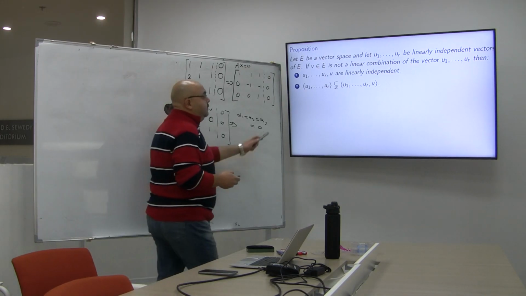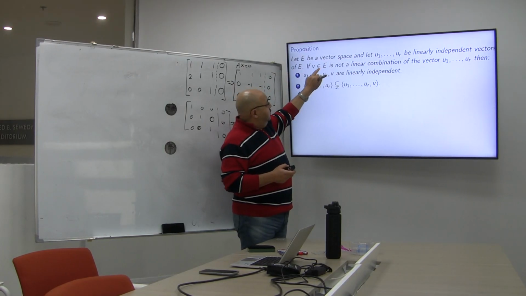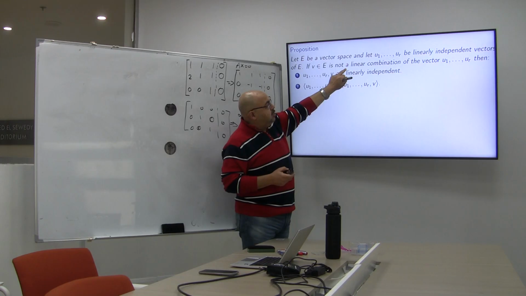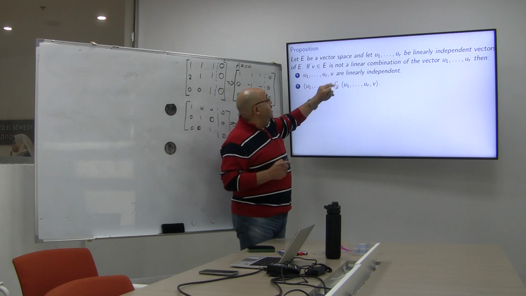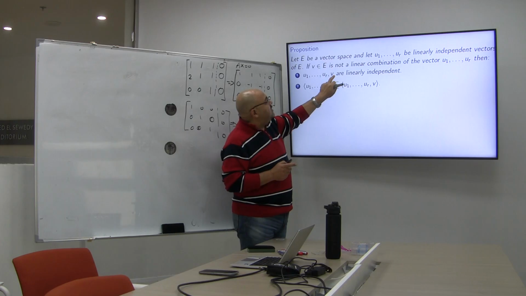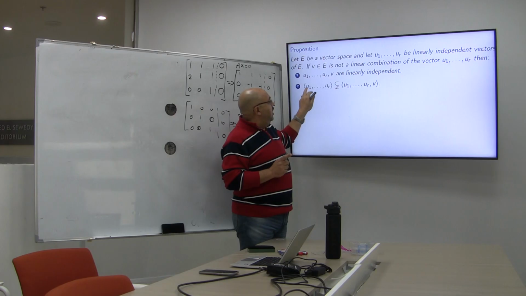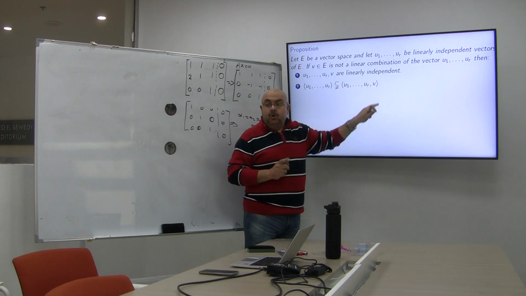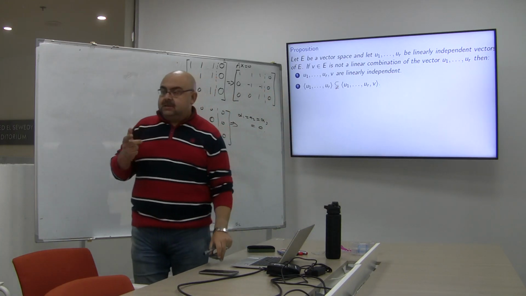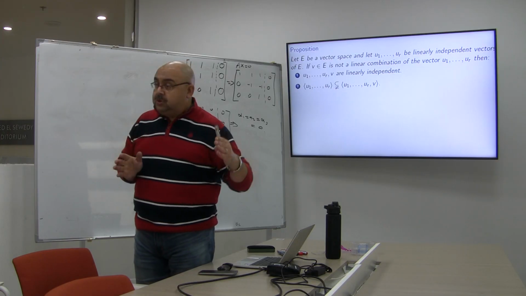Let E be a vector space and U1 up to Ur be linearly independent vectors of E, and let V belonging to E not be a linear combination of the vectors above. Then the set U1 up to Ur plus V is linearly independent. And U1 up to Ur is a subset of U1 up to V, which means I can increase the size of the generators of a certain vector space.